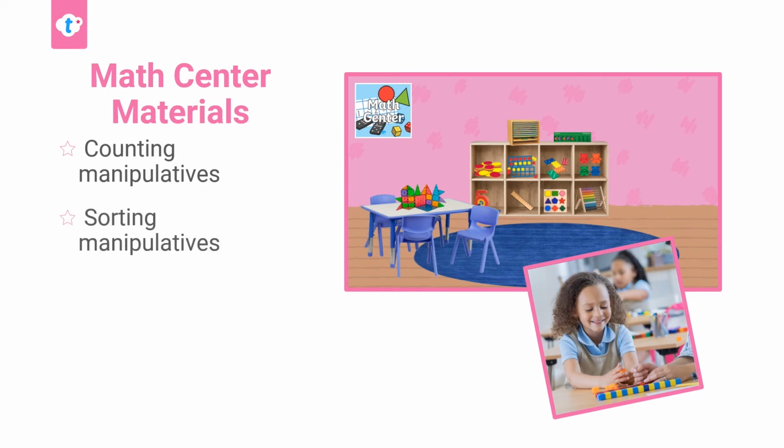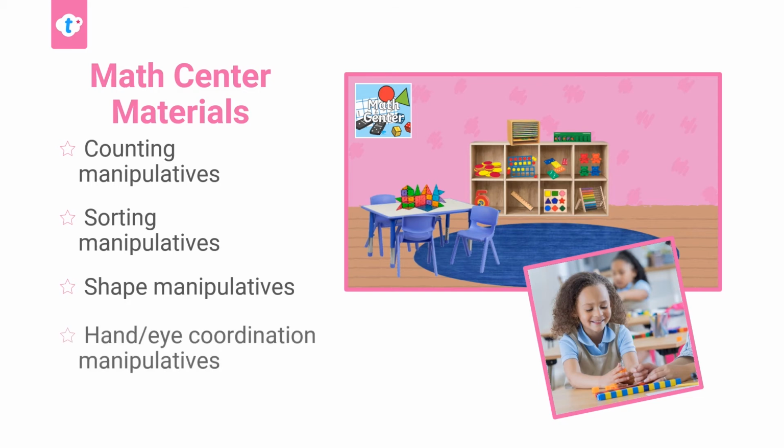For sorting, you should include sets of items that have specific attributes, such as size, color, and shape. Recognizing shape manipulatives include shape puzzles and 3D shapes. Hand-eye coordination manipulatives include things such as lacing cards, pegs and pegboards, and geoboards and rubber bands.